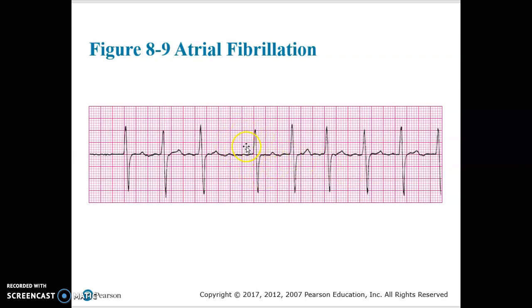We do not have P waves. We don't even have flutter waves. We have nothing. This is fibrillatory waves, okay? We do not have a PR interval. The QRS is 0.10. So we know we're dealing with atrial fib because it fits the criteria. If you have any questions, please let me know.